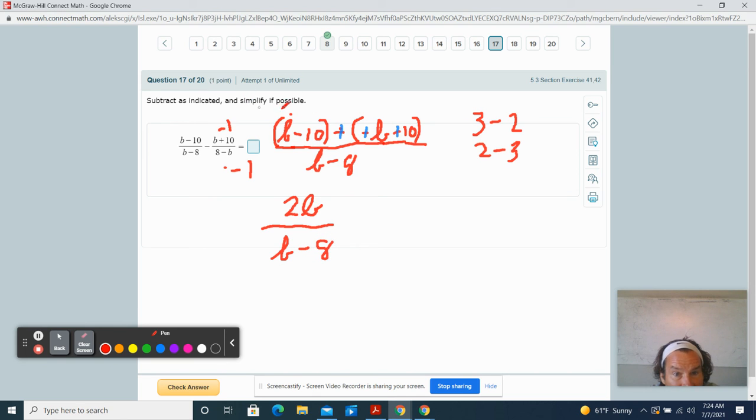And then, can this be simplified any further? Can I cancel that 2 and that 8? Nope, can't do that, because that b minus 8, these are attached. We can only cancel a b minus 8 with another b minus 8. So we'd write this as our answer.